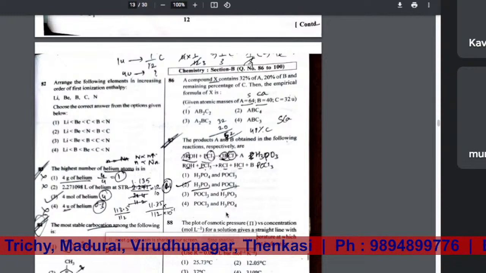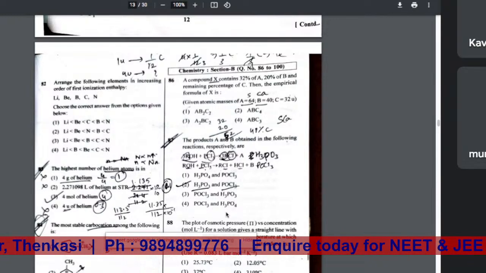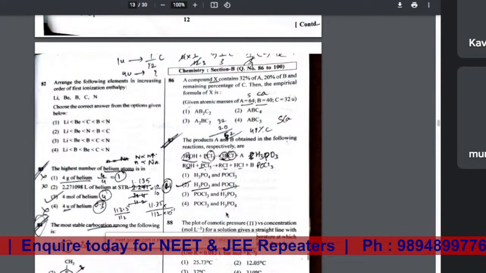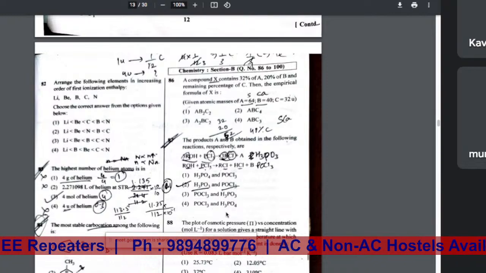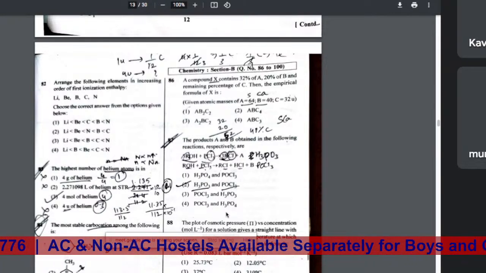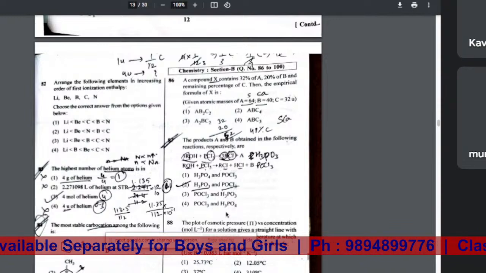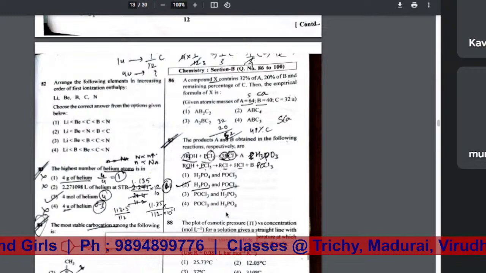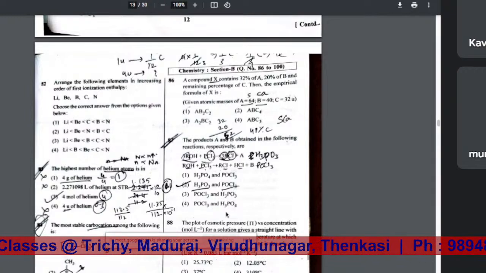Beryllium has more ionization energy than boron because we have to remove an electron from the 2s2 configuration for beryllium and from the 2p1 configuration for boron. 2p1 means the orbitals are filled unsymmetrically. If we remove this, it will become symmetrical and more stable, so it needs less energy. That's why beryllium has more ionization energy than boron and lithium. So the correct answer is 4: lithium less than boron, less than beryllium, less than carbon, less than nitrogen.